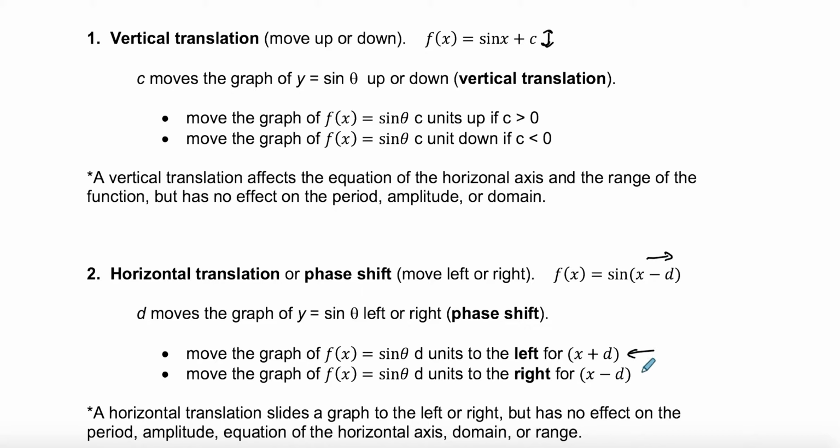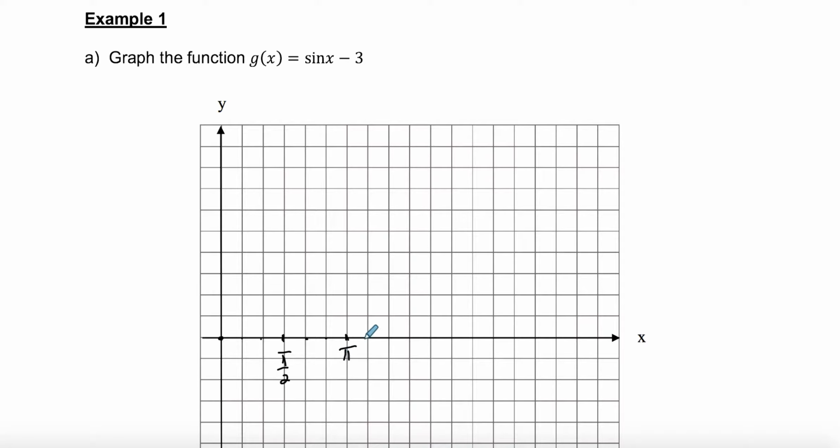So example 1: graph the function g of x equals sine x minus 3. First of all, the way that I'm used to setting up the graph paper is that this would be 0, and we're going to do one full rotation up to 2 pi. If we think of 30, 60, 90, these are our key points. We do pi over 2, and then this would be pi, so that's only 180. This would be 3 pi over 2, and then this would be 2 pi.